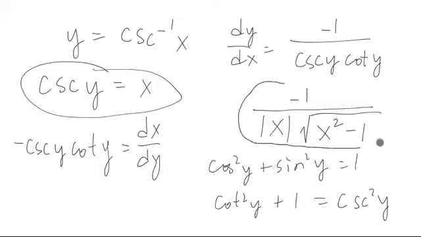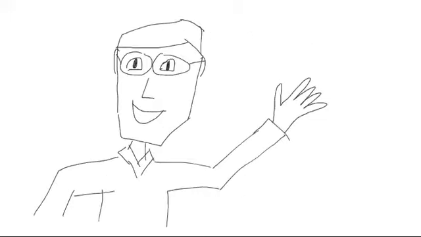So I sped through a couple of the details right there, only because it's very similar to what we did for secant inverse. So this right here is the derivative of cosecant inverse. Thanks for watching.